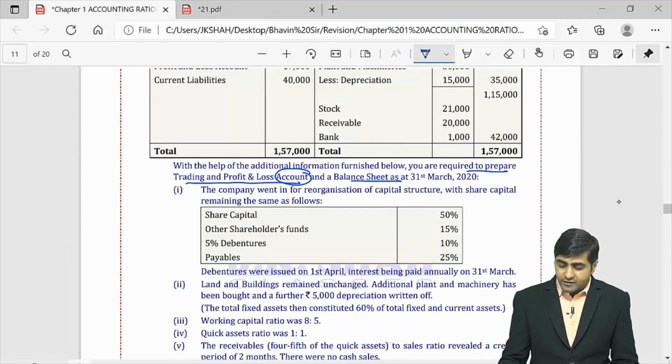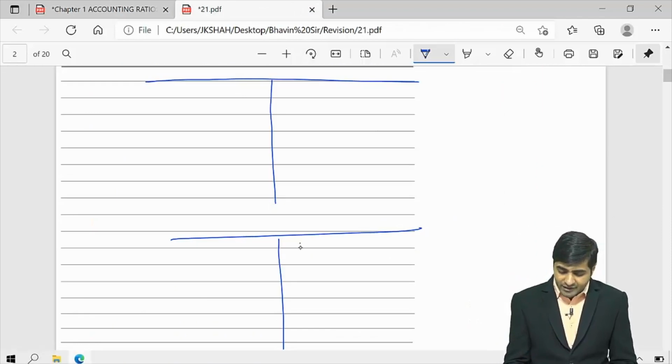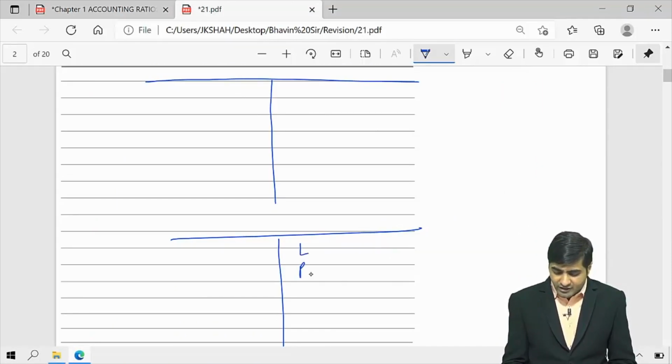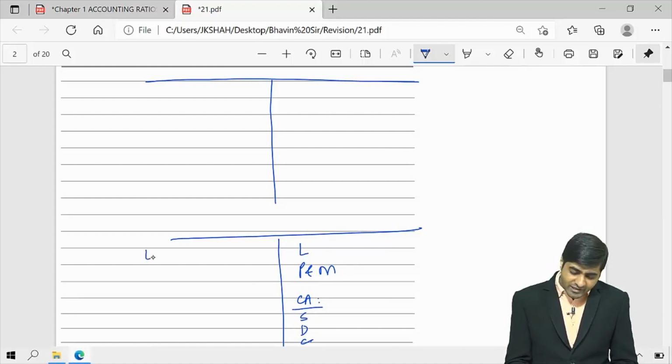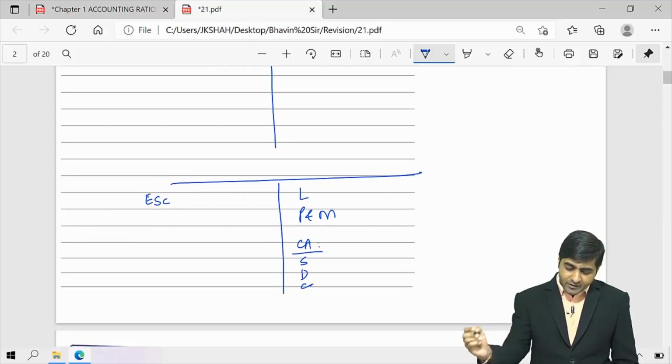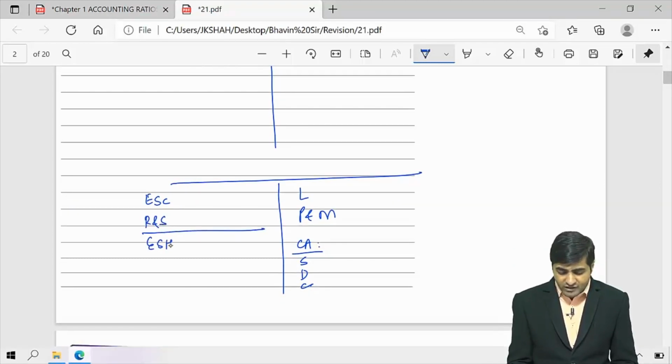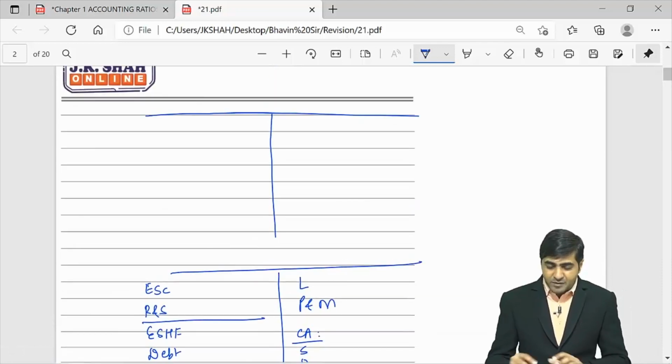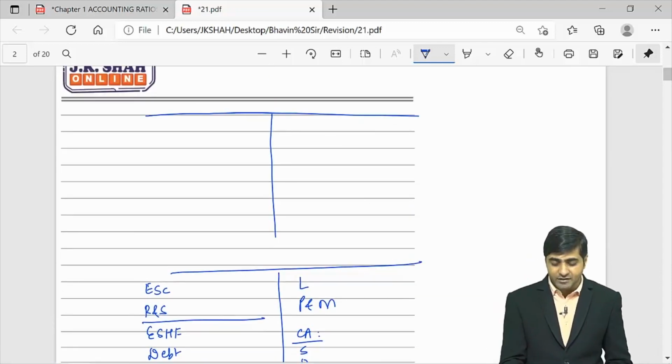So as you all know, in this particular question we have land and building, then we have plant and machinery, then we have current assets in which there is stock, debtors, cash. On the liability side, we have equity share capital. Then guys, we have reserves and surplus. This total will give you equity shareholders' funds. Then we have some loans or debt available. Then if there are any current liabilities. So guys, we have to first prepare the face of your trading P&L account and the balance sheet.